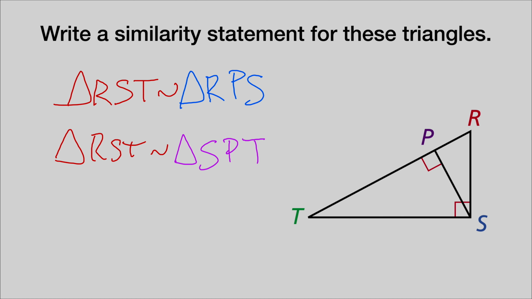Now since these are both similar to RST, we can also say the triangle RPS is going to be similar to triangle SPT. So there we go. Those are our similarity statements. And that ends up mattering because we'll actually be able to create some similarity things. Notice the P is in the middle, all of that. But to do that, we're going to need to know what geometric mean is.